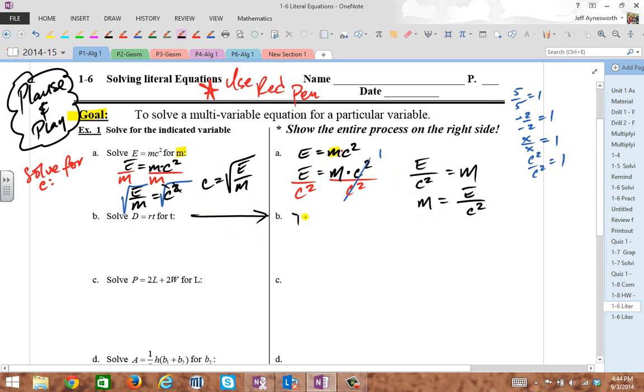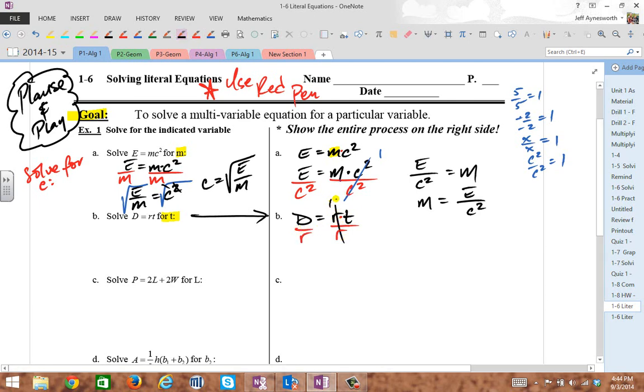Let's take the second equation, d equals rt, the famous distance equals rate times time equation. We understand that distance equals rate times the time. And then up here, we need to solve for t. And t right now is being multiplied by r. So what we want to do is do the inverse here. So let's divide both sides by r.